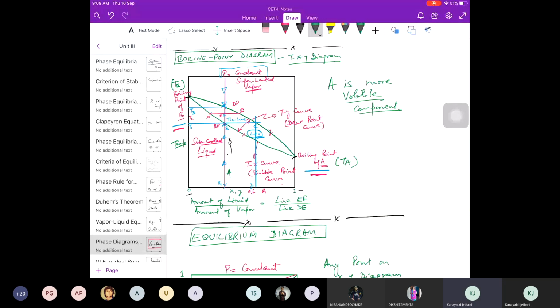तो कैसे पता करूंगा मैं? No sir, temperature was given. नहीं ठीक है ना, ये केस देख लो ना, वो बाद में देखेंगे. Let us understand this diagram first.